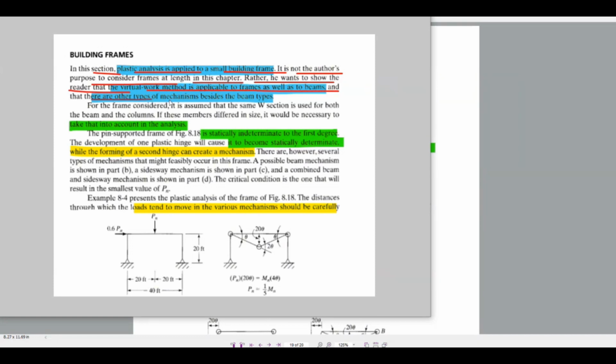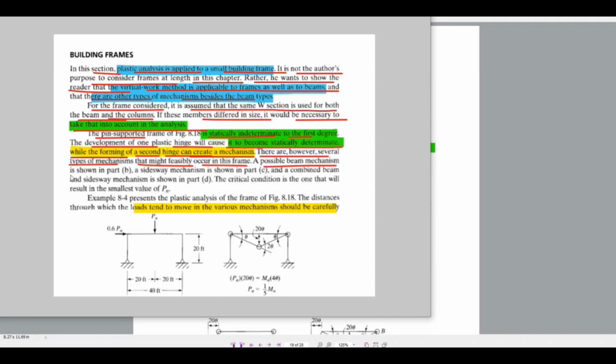There are other types of mechanisms besides the beam type. For the frame considered, it is assumed that the same W section is used for both the beam and columns. If these members were different sizes, it would be necessary to take that into account in the analysis. The supported frame is statically indeterminate to the first degree. The development of one plastic hinge will cause it to become statically determinate, while the forming of a second hinge can create a mechanism. There are, however, several types of mechanisms that might feasibly occur in this frame.